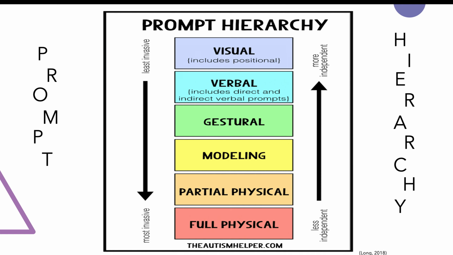This is an example of a prompt hierarchy, and it highlights our six most commonly known prompts in order of least invasive, so minimal assistance needed, and the most independent in responding. So we start at visual and we work our way down, which means that there's more assistance that's needed, which implies and shows that an individual is less independent in responding. So we're going to go over these six in the sequence of this PowerPoint to know a little bit more about what they are and give a couple examples so that we can apply them.